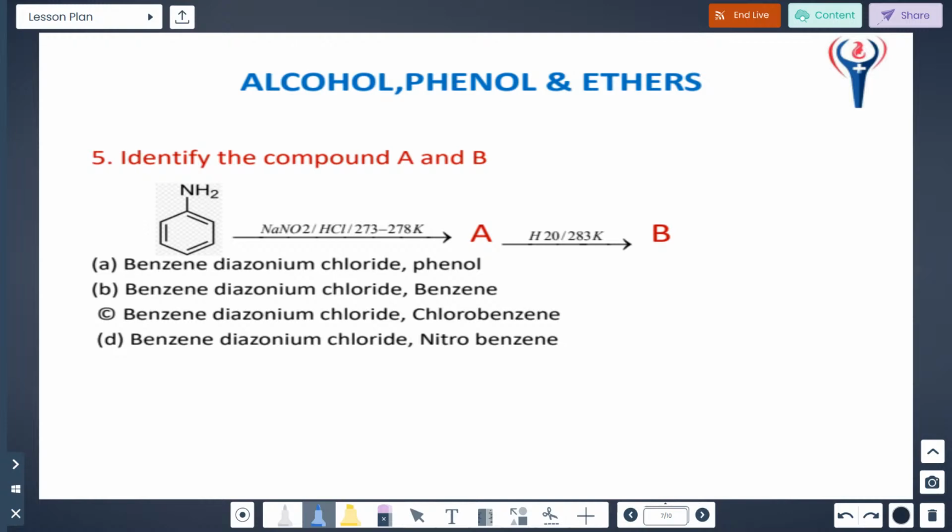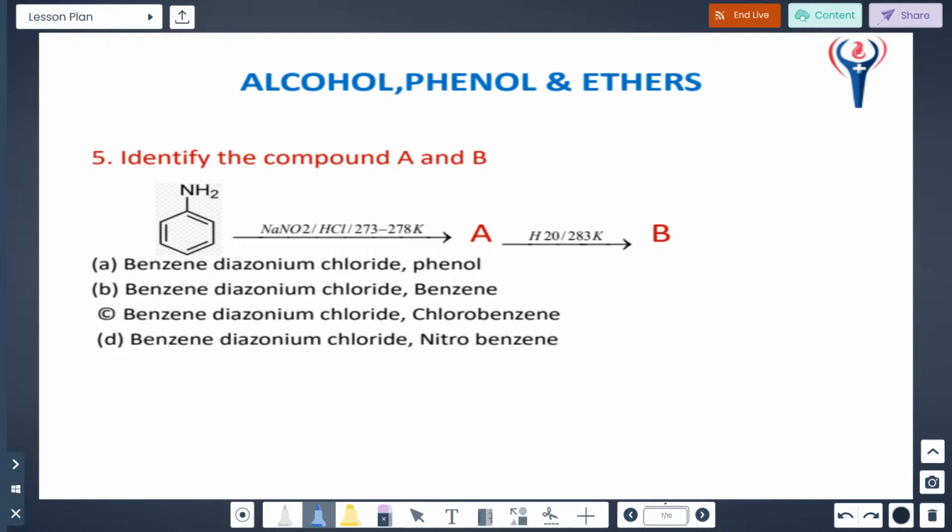Identify the compounds A and B. As usual, this is called aniline. It reacts with sodium nitrite and HCl at 273 to 278 Kelvin to get A, which on hydrolysis at 283 Kelvin gives B. That's the question. So when you see these reagents, they are useful to produce only the diazonium salt.